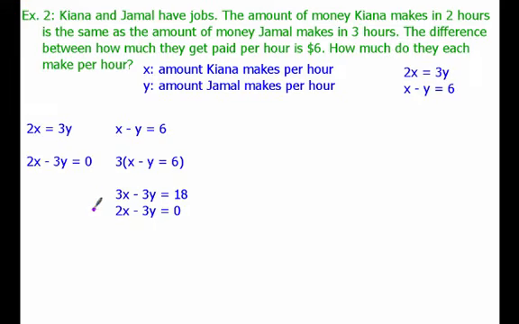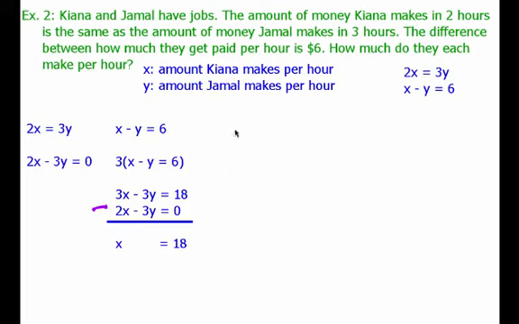They're the same sign, so I'm subtracting. 3x minus 2x is just x. 3y minus negative 3y is 0. They cancel. 18 minus 0 is 18, so I get x equals 18. If we think about what this means in terms of the problem, it says x is the amount of money Kiana makes per hour, so Kiana makes $18 per hour.